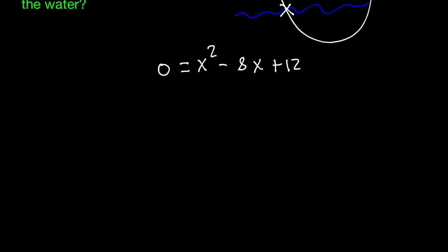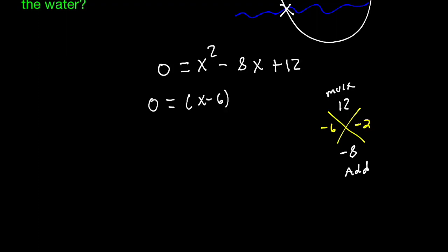I find it more efficient to factor since I can find the two numbers that multiply to 12 but add to negative 8. So to do that, I'm going to get organized here with my little x diagram. And I need to find the two numbers that multiply to 12 but add to negative 8. And after some trial and error, we're going to see that the two numbers are negative 6 and negative 2. Negative 6 times negative 2 is positive 12, but if we add them, we'll get negative 8. That means that we can let 0 equal x minus 6 multiplied by x minus 2.